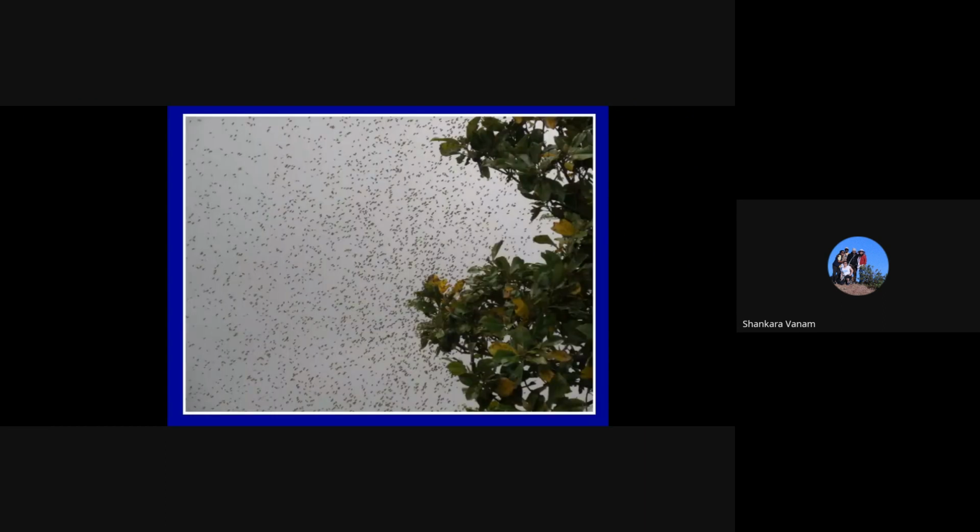You can see the picture. In the picture, there are thousands of worker bees flying in the air during swarming. And this, in natural condition, happens in South India in October, November, and in the February, March season.